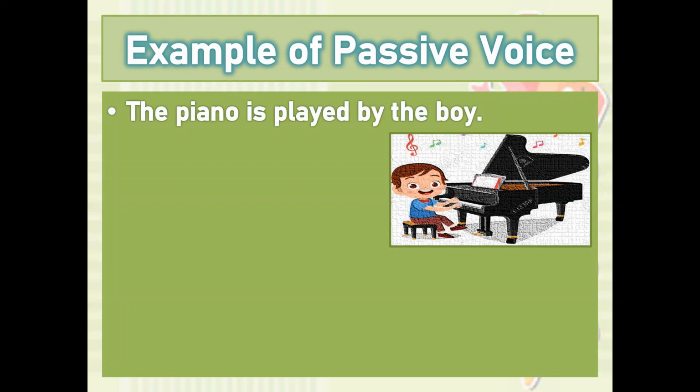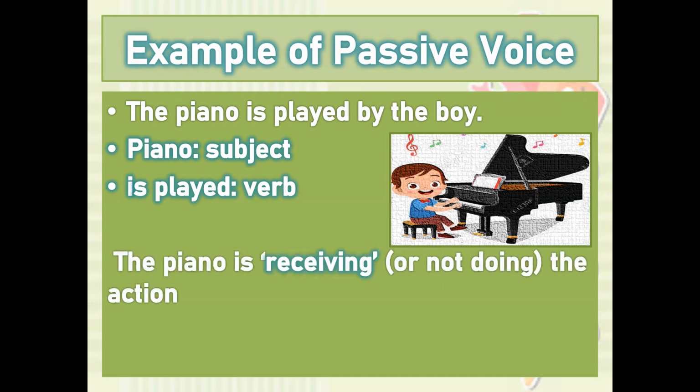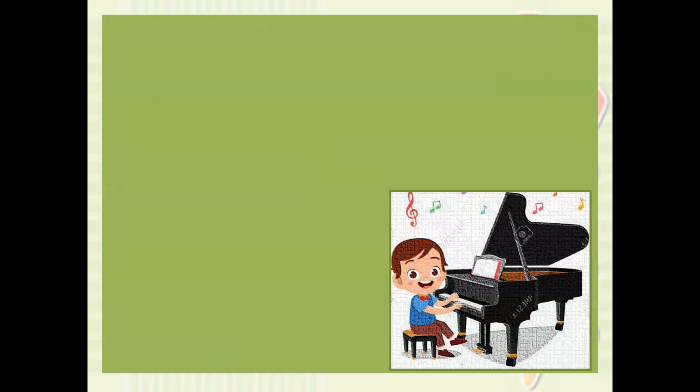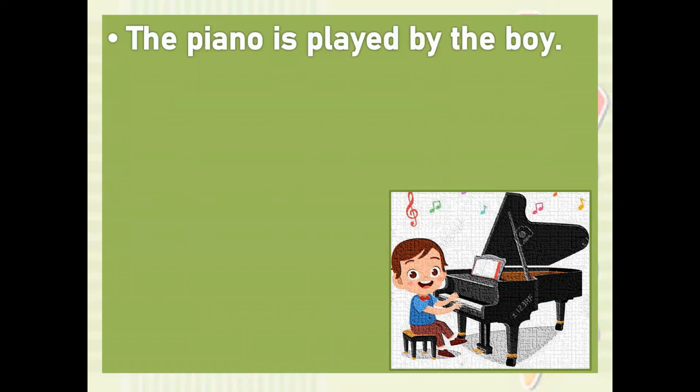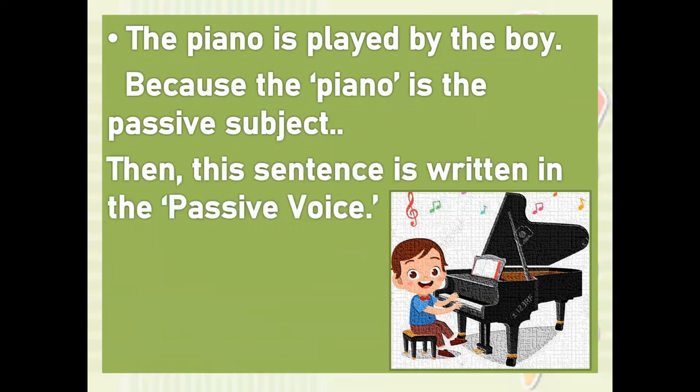The piano is played by the boy. Here the subject becomes the piano and the verb is played. So students, the piano is receiving, not doing the action, right? And therefore, the piano is the passive subject. Okay. The piano is played by the boy because the piano is the passive subject. This sentence is written in the passive voice, right, students?